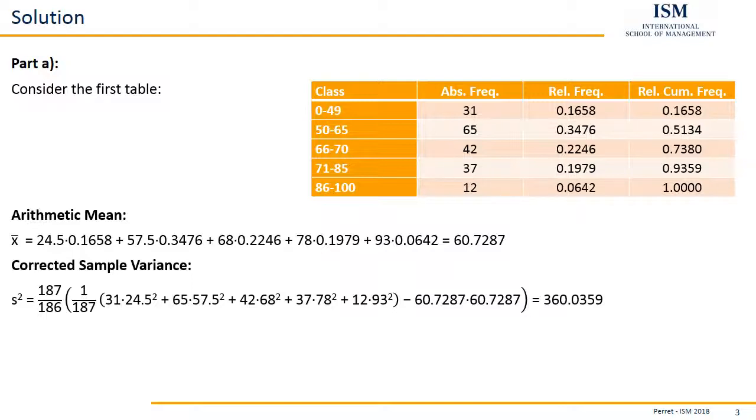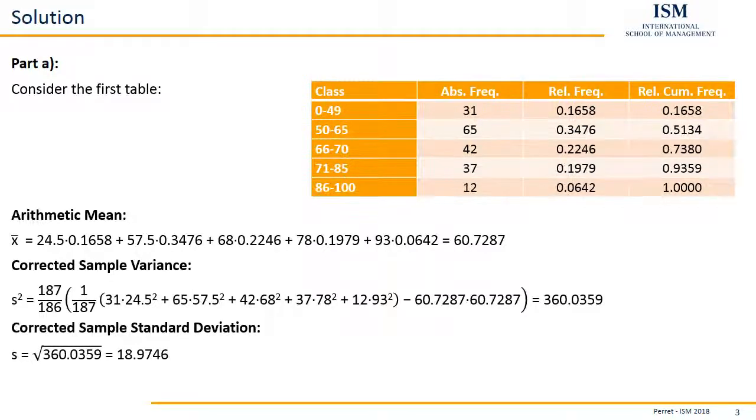Okay, we were asked to have the sample variance. We also were asked to get the standard deviation, the corrected standard deviation. So I have to do this as well. However, this is relatively easily done. We just take the sample variance and take the root. And here we get the root of approximately 360 is 18.9746, concluding this first part of the exercise.